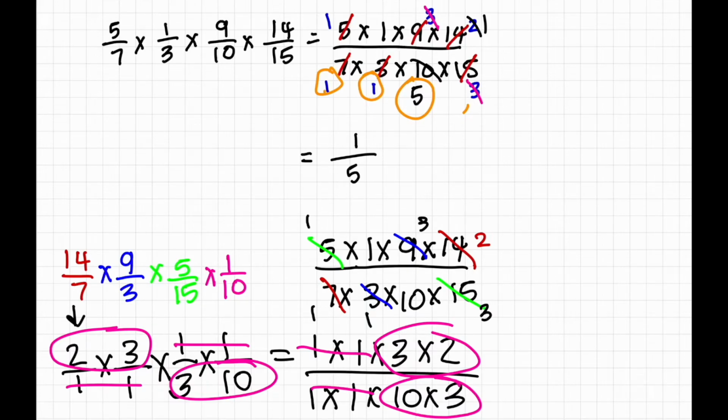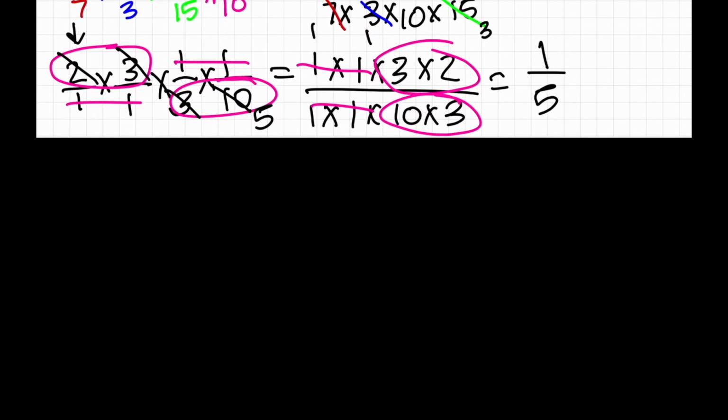And that tells us a lot because it tells us now we can simplify even further, right? 3 and 3 equal 1, and then 2 and 10 are both divisible by 2, so it leaves us with 1/5. So do you kind of get how this works? Great. Now we're going to talk about doing this with dividing.